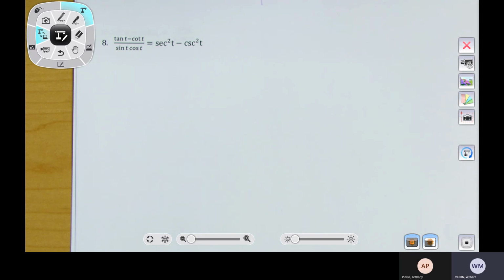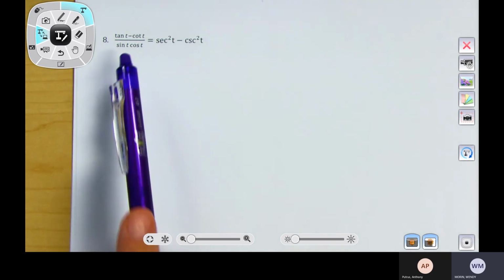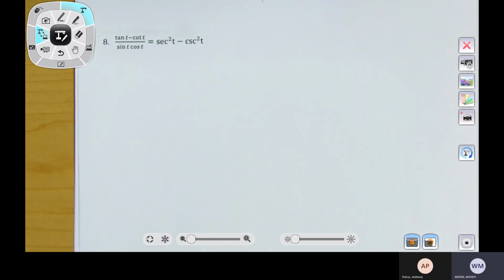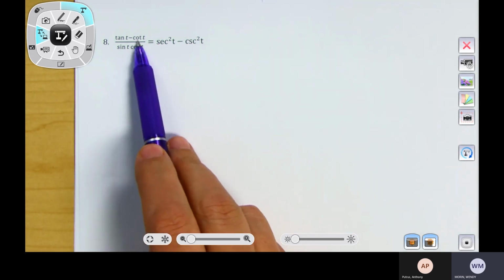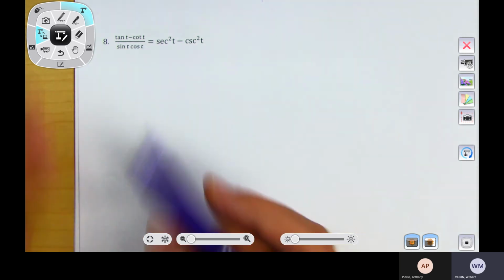Anybody want to get me started? Anybody want to pick a side? Again, there's no wrong answer. What's mathematically incorrect? Help me out, Deanna. Pick a side. This side? Okay, what do you want to do with it? So you want to change this to 1 over tangent t? Okay, let's go with that.